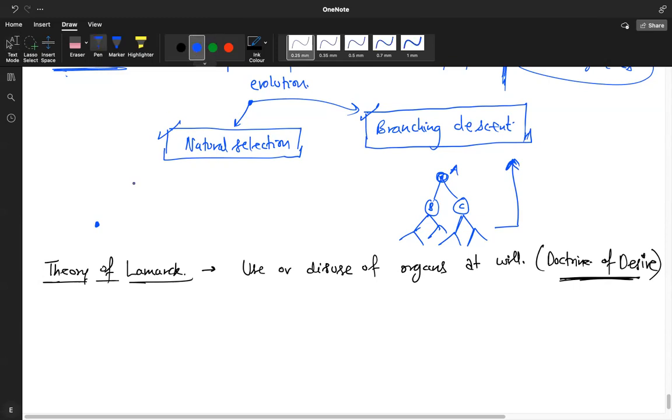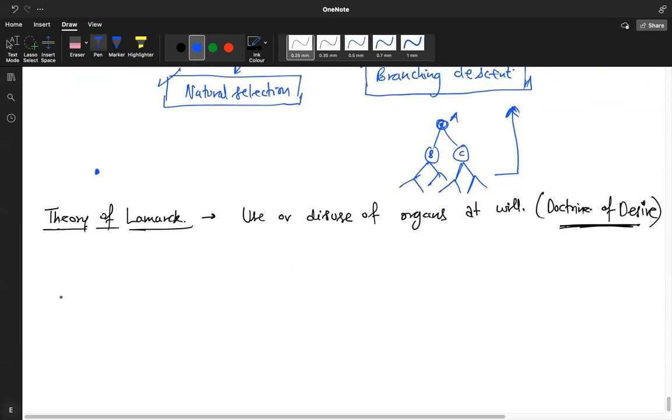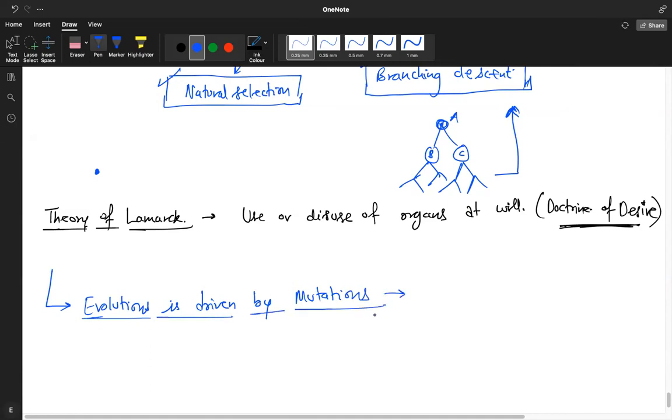And what do I mean by genetically heritable characters? Mutations. So evolution is driven by, write down, evolution is driven by mutations. This is one way. Mutations mean change your genetics and change yourself.